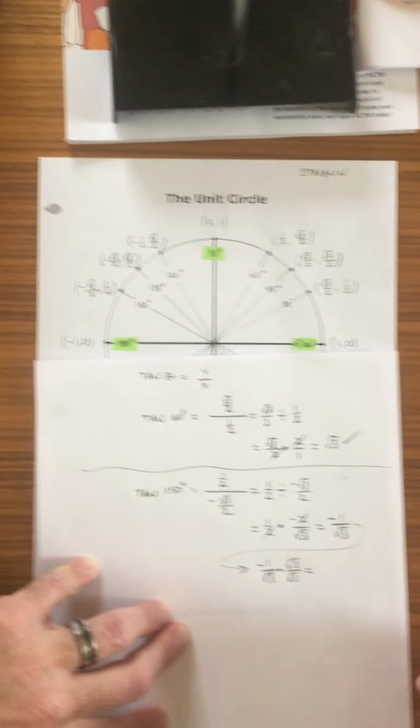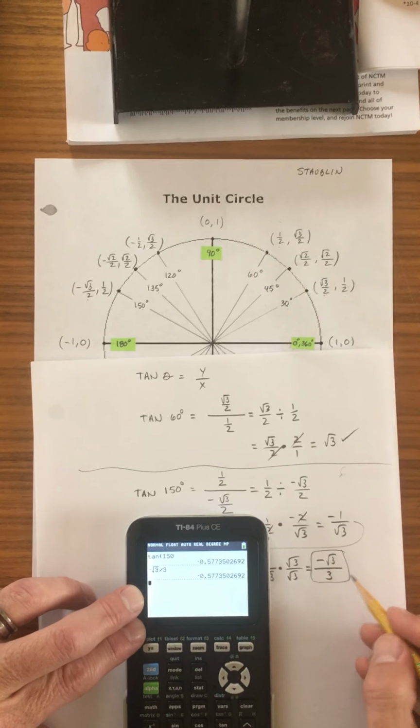Now let's verify that we did all this work correctly. Tangent of 150, and then let's do this: negative square root of 3 divided by 3, and we got the same answer.